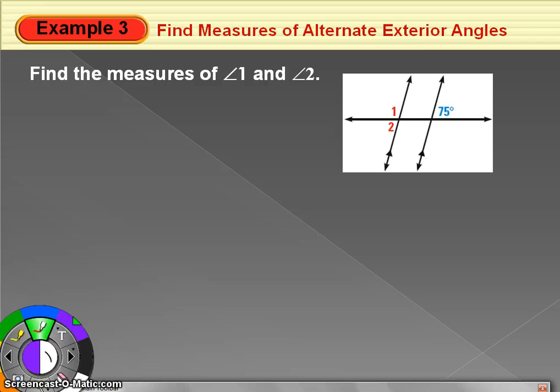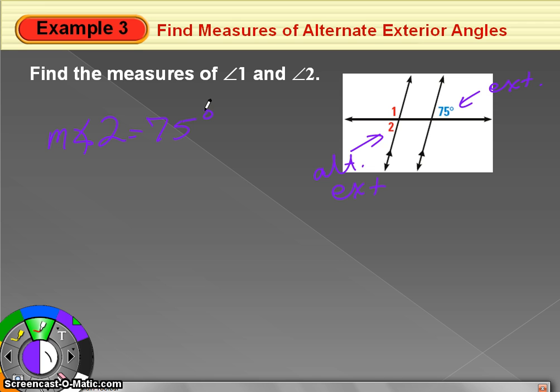So this one kind of uses a combination. If you look at the 75 degrees, you're supposed to figure out the measure of angle 1 and the measure of angle 2. 75 degrees is an exterior angle. Okay, so if you look at the 1 and the 2, angle 2 would be the alternate exterior angle to the 75. So does it make sense that the measure of angle 2 has to be 75 degrees?